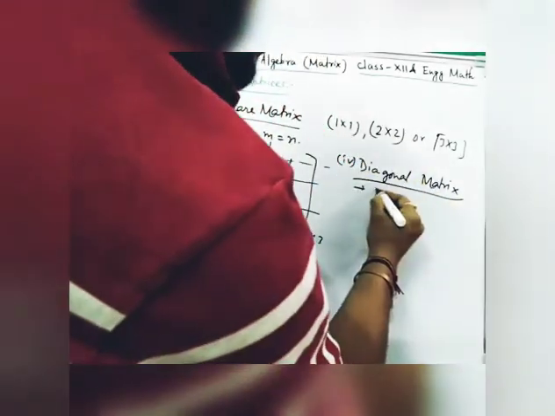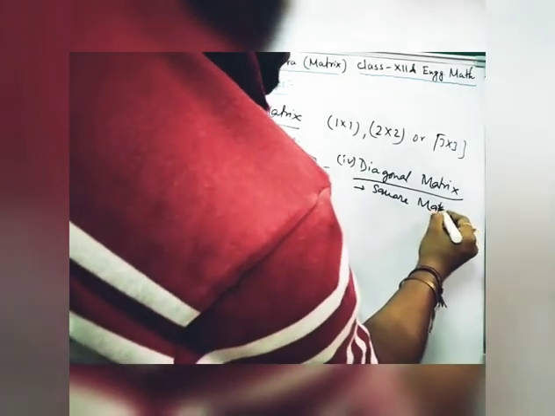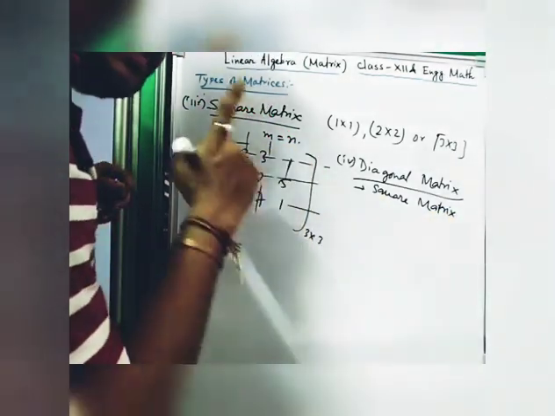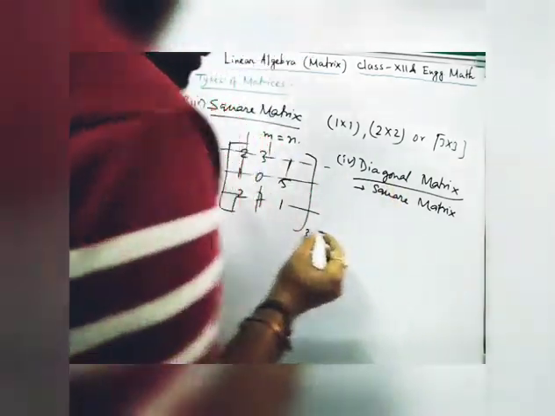In case of a diagonal matrix, the condition is that it must be a square matrix. What is the condition for a square matrix? m must be equal to n, meaning the number of rows and the number of columns must be the same. In a diagonal matrix, only the diagonal elements matter.